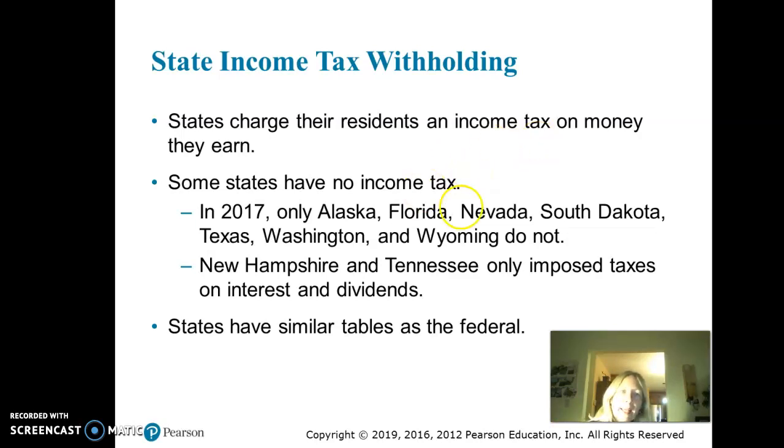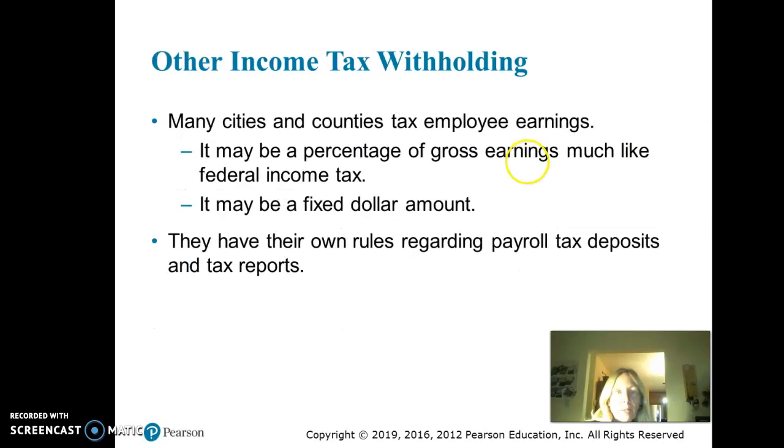So the state has the same type of tax tables as the federal withholding. The good news is, listen carefully, the book will never have you use a tax table to calculate state income tax withholding. Instead, they will give you a percentage. They'll say 10% for state income tax withholding, and you'll calculate that off of their gross pay. Or they'll just give you the amount for state income tax withholding.